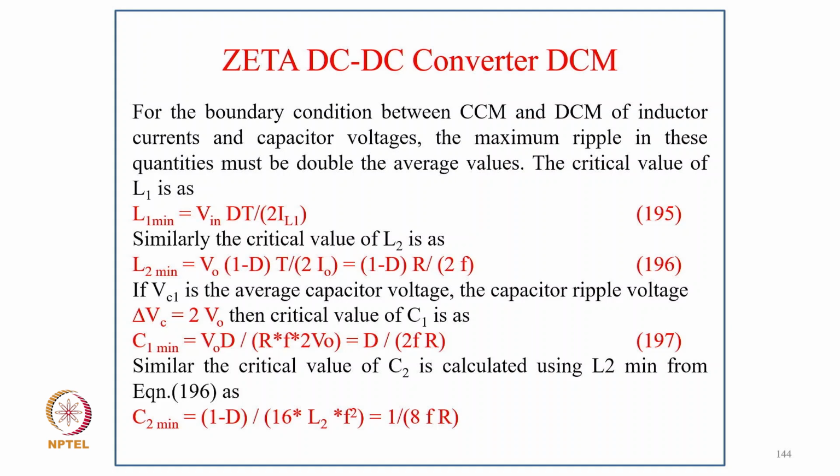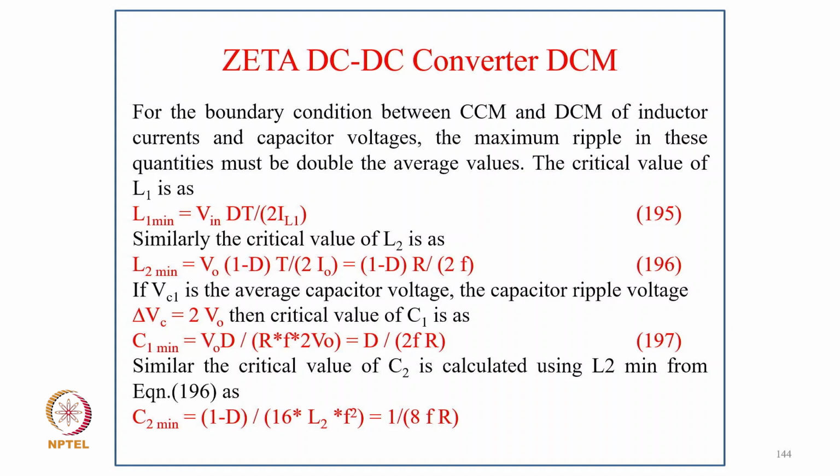So for the boundary condition between continuous and discontinuous mode of inductor current and capacitor voltage, the maximum ripple in this quantity must be double the average value. The critical value of L1 is L1 minimum, that is V in dT1 divided by 2 IL1. Similarly, the critical value of L2 is L2 minimum equal to VO (1 minus D) T upon 2 IO, that is equal to (1 minus D) R upon 2f.